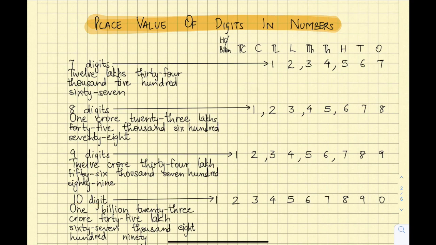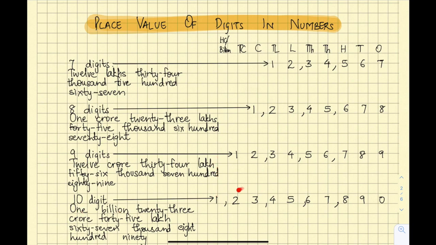And lastly we have a 10-digit number. So here I have taken the digits 1, 2, 3, 4, 5, 6, 7, 8, 9 and 0. Let us place commas as per Indian numeration system. Ones, tens, hundreds, comma, 1,000, 10,000, comma, lakh, 10 lakh, comma, crore, 10 crore, comma and then 100 crore. So here, in the place of 100 crore or billion we have 1. So we write it as 1 billion.